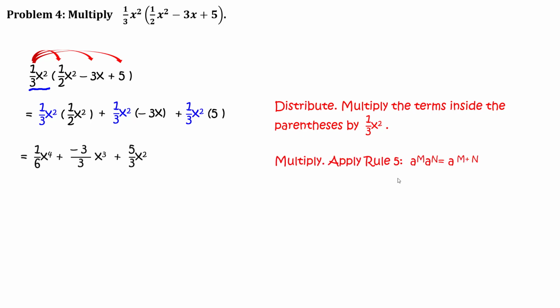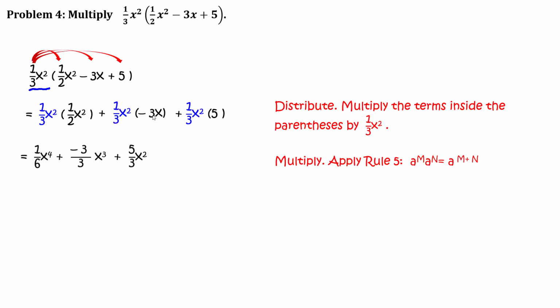All right, now I'm actually going to multiply 1/3 times 1/2. You multiply the numerators, you multiply the denominators, you get 1/6. And then x squared times x squared, we're going to apply exponent rule 5, which says if you're multiplying terms with the same base, you keep the base and you add the exponents. So that's going to be x to the fourth.